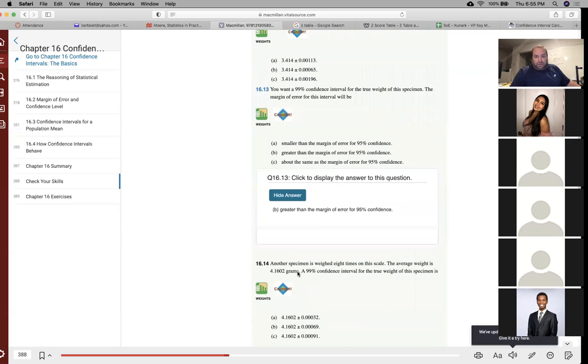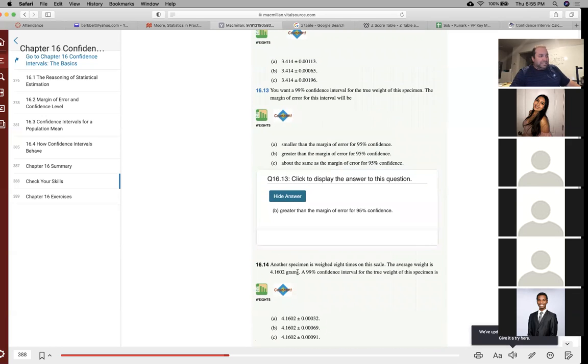So do this one now. We're still using the same sigma as before, but now we're weighing a different specimen. In this case, they do not give us the actual data like they did in the last example. They give us just the summary. They tell you that the average weight was 4.1602 grams, and they want you to compute a 99% confidence interval for this sample. So how would I do that?